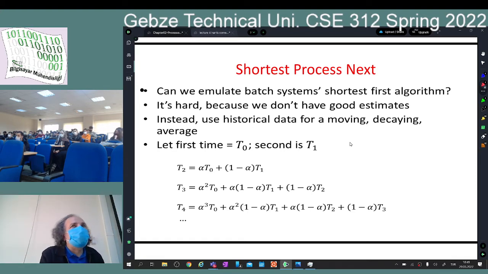I really don't know how long they are going to take, and since they will be switched back and forth between these processes, for the given quantum time, I don't know if that process is going to use the whole quantum time or just a little bit of that quantum time, right? So it changes from time to time. What are we going to do then? Okay, so we are going to try to guess it.